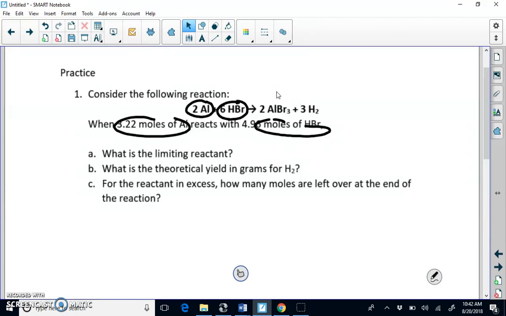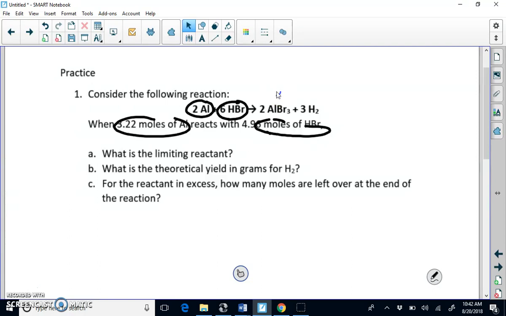If we take a look at the mole ratio, for every 2 aluminum, you need 6 HBr. We have 3.2 moles of aluminum, so we have more than the amount in the equation. But for HBr, we have 4.96 moles, which is actually less than the amount needed. So you're increasing this, but this is staying below the mole amount in the reaction. You can tell just by that this is the one that's going to be limiting. Now it's not always that easy.